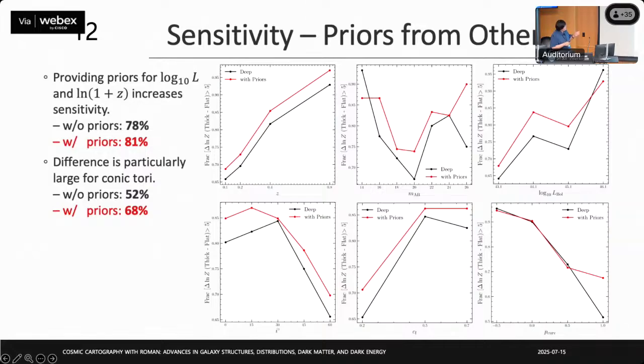And if we assume that we know the luminosity or redshift of individual AGNs from different observations such as X-ray or LSST or spectroscopic surveys, then we can just give the priors for those parameters, and it increases the sensitivity by slight margins, and it is especially large for the highly flat and conical tori.